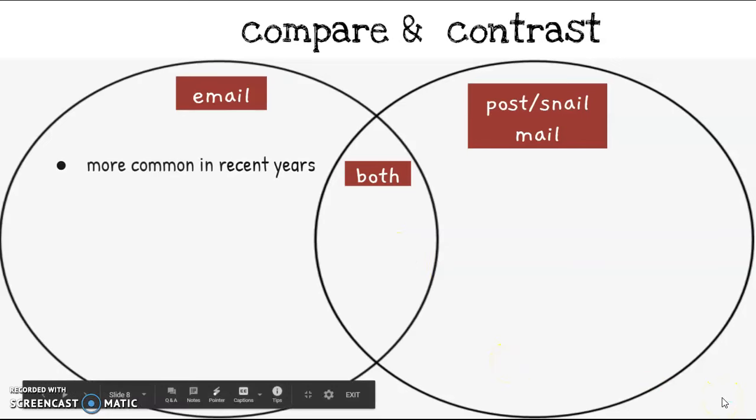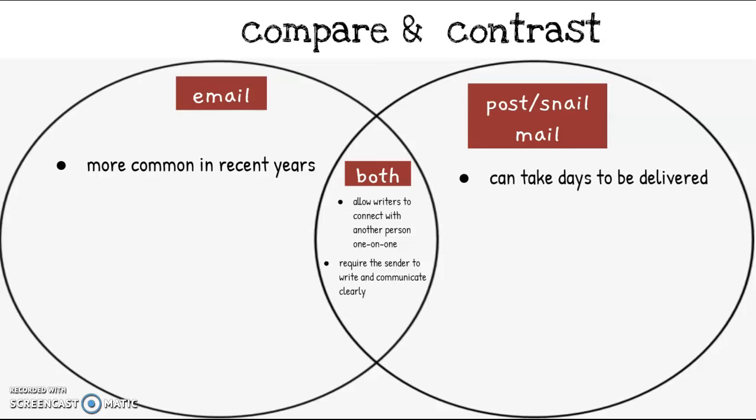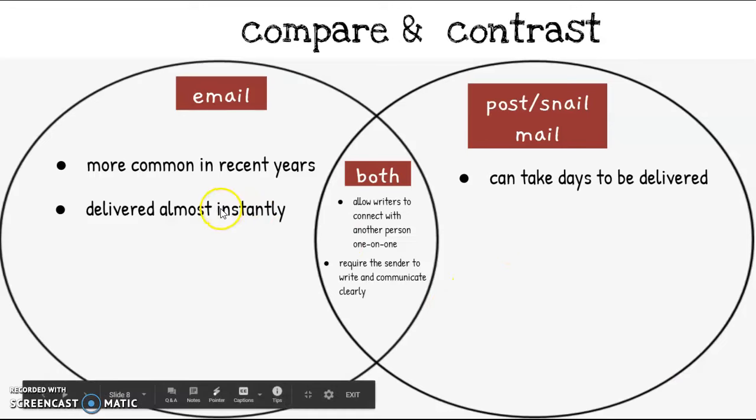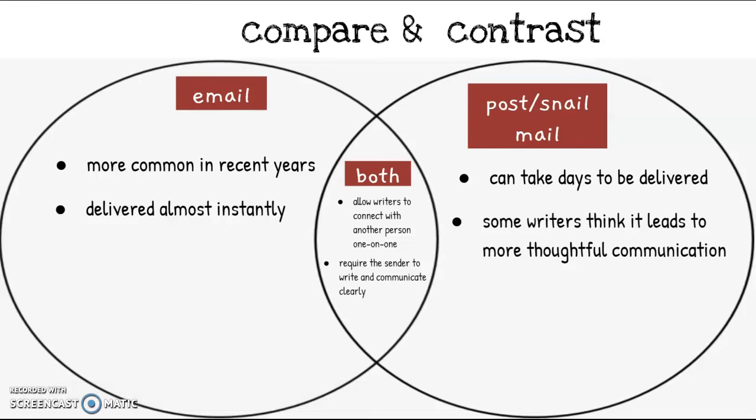So I went through in order, and the very first sentence talked about how email is more common in recent years. And then it started talking about some similarities. They both allow writers to connect with another person one-on-one. They both require the sender to write and communicate clearly. One thing that they said that was just specific to post or snail mail is that it can take days to be delivered, and that email is delivered almost instantly. And then the last one was about the handwriting. The post mail or the snail mail is handwritten, and so some writers think it leads to more thoughtful communication.